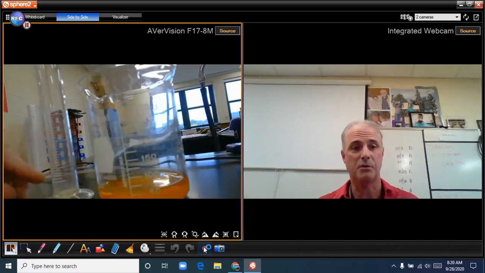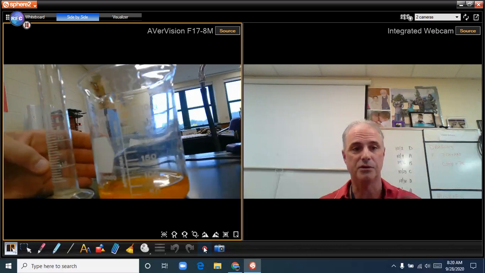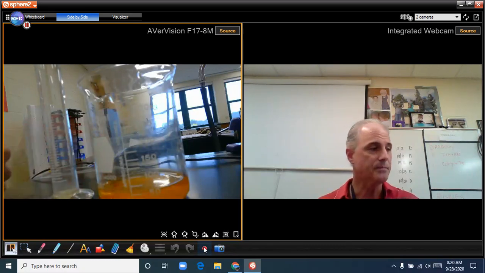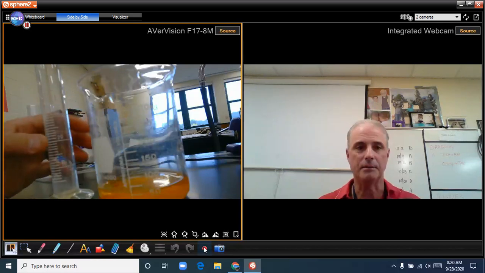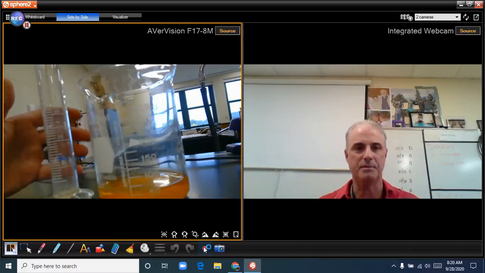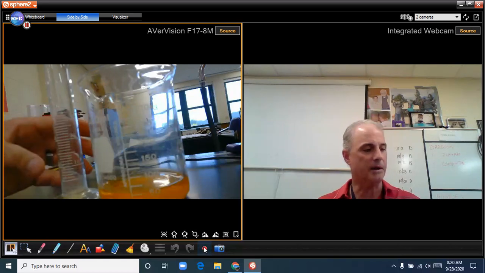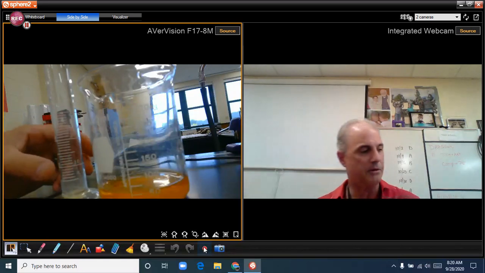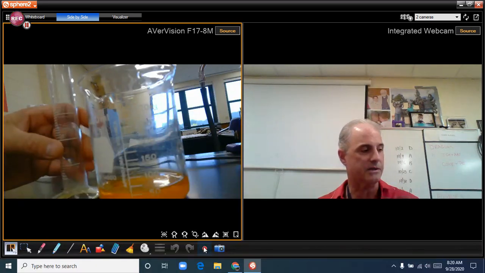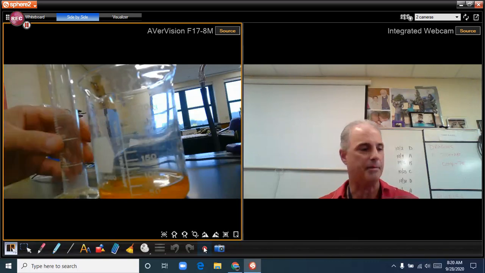Or I can go even smaller than that here, and I can show you each individual milliliter as I go up. So let me talk a little bit about this. I know there's some light in the background, so I'm going to do the best I can. I have almost 50 milliliters supposedly in the thing. If you look at this, it says 50 at the top.